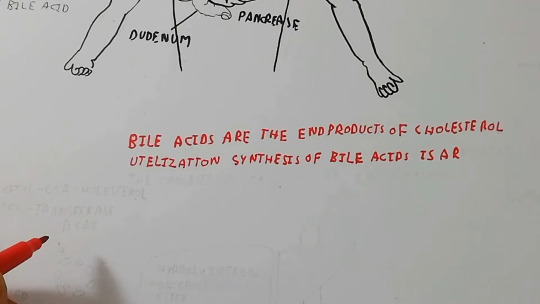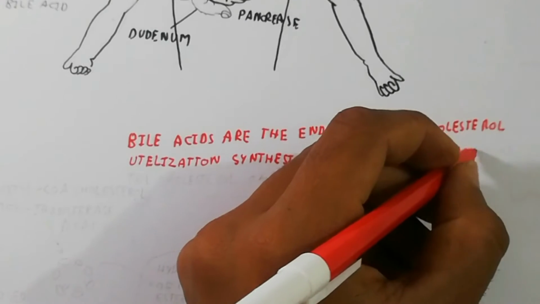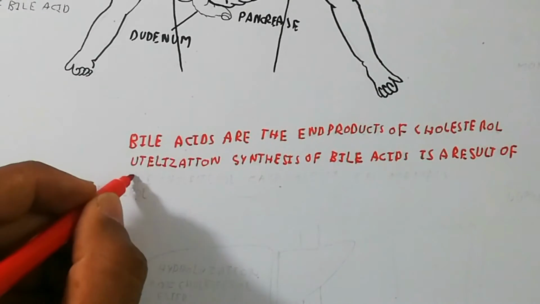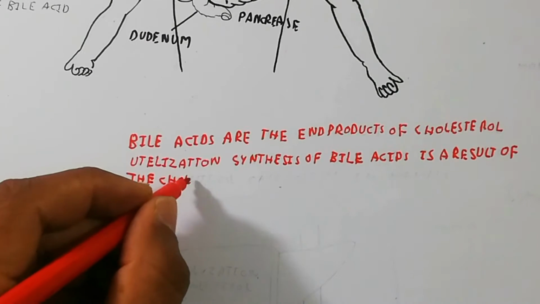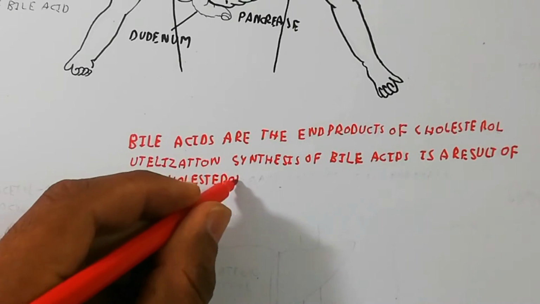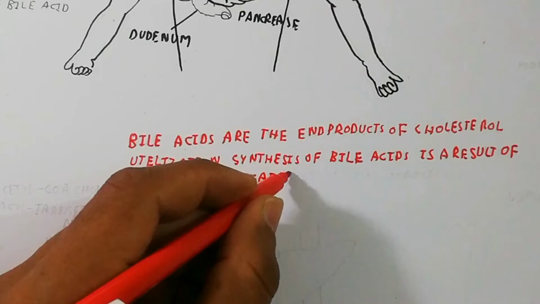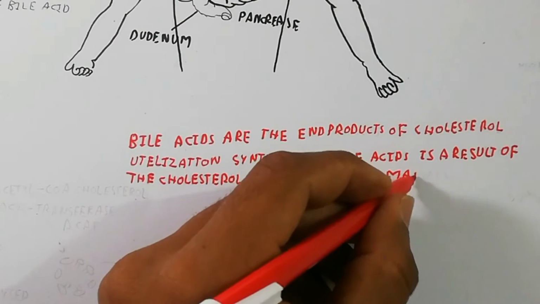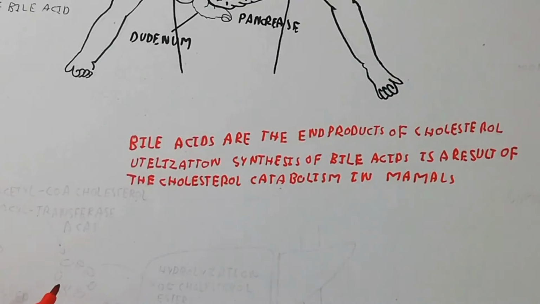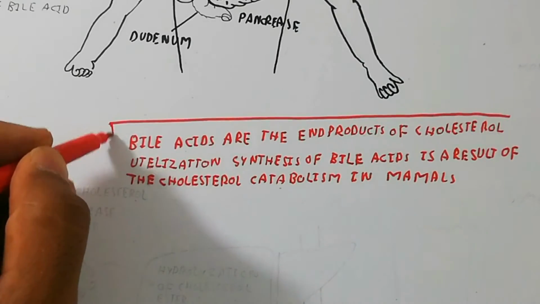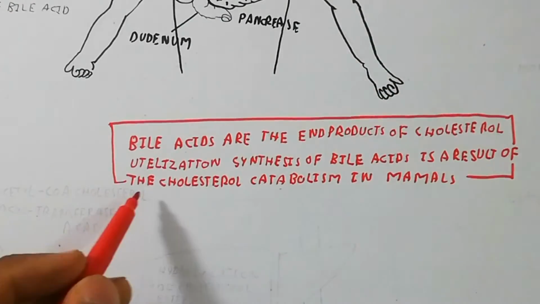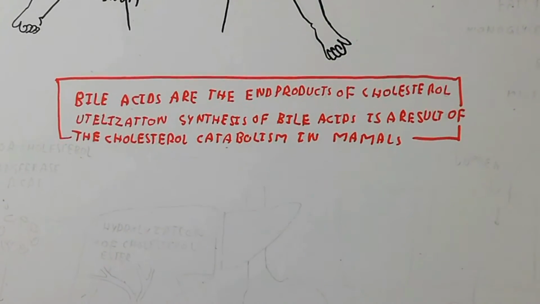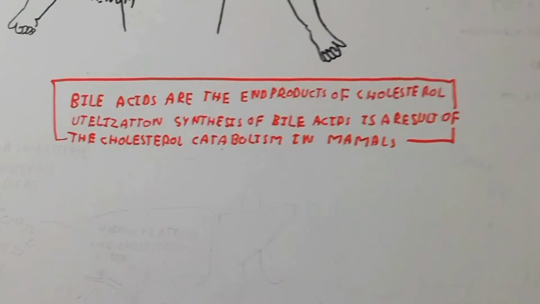Bile acids are the end product of cholesterol utilization, and synthesis of bile acid is a result of cholesterol catabolism in mammals. So the catabolism of cholesterol produces what is known as bile acid. It is composed of bile salt and bile pigment, which are used for the emulsification of fat in combination with the lipase enzyme produced from the pancreas. That is the major reason for lowering cholesterol in our body, due to the production of bile pigment, bile salt and bile acid.